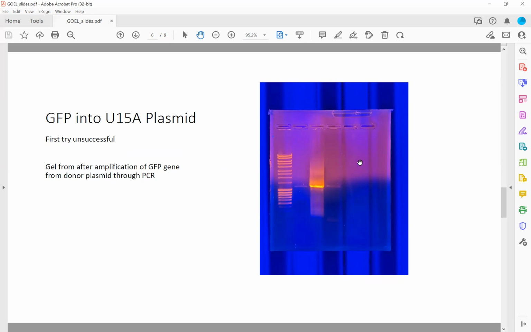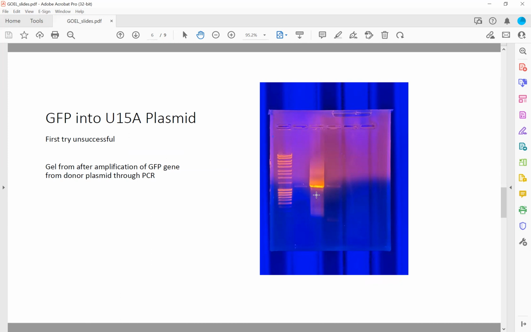And this gel right here is that amplification. You can see it looks like we have a little bit of contamination in the blank, which could be the reason why our first try was unsuccessful. However, because we had such a bright, fantastic looking band for our sample, we felt comfortable moving forward.